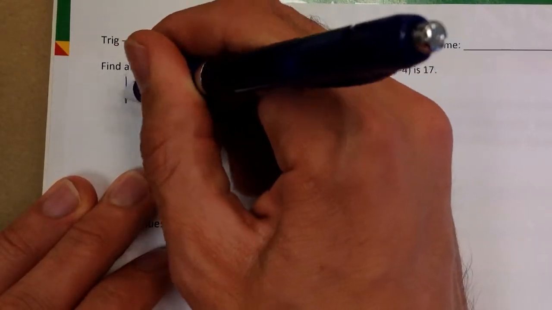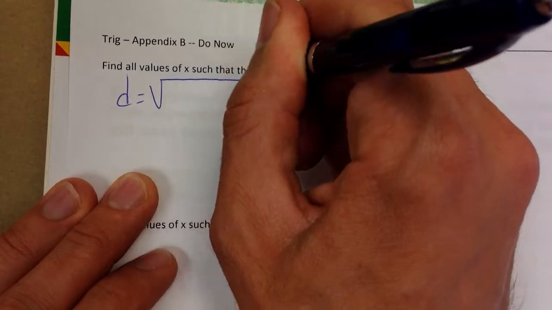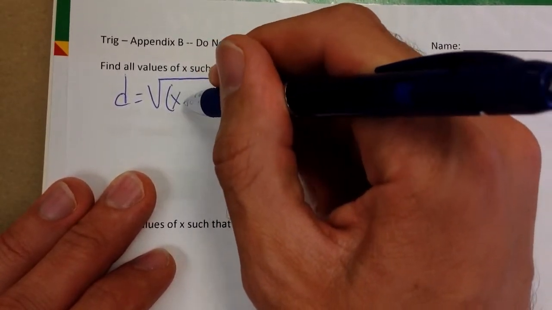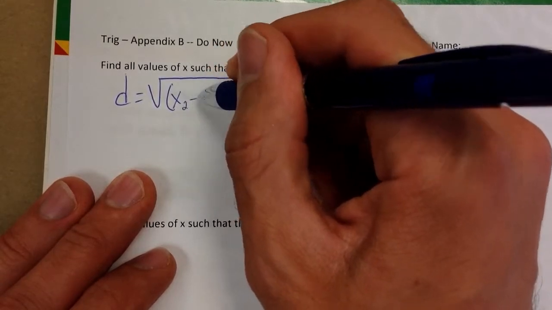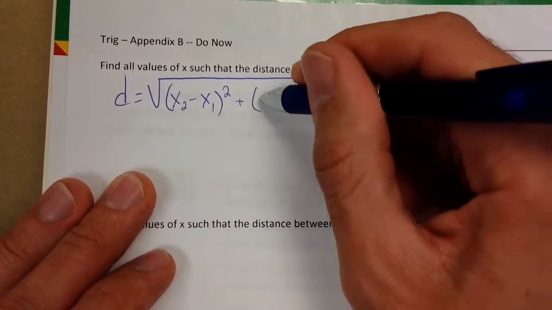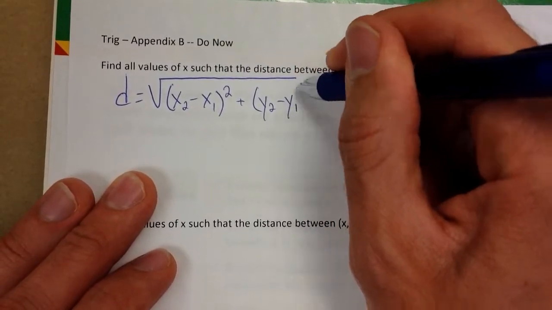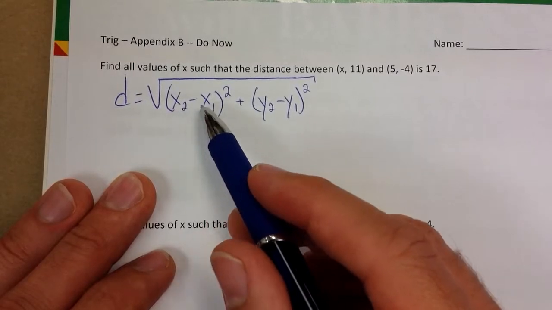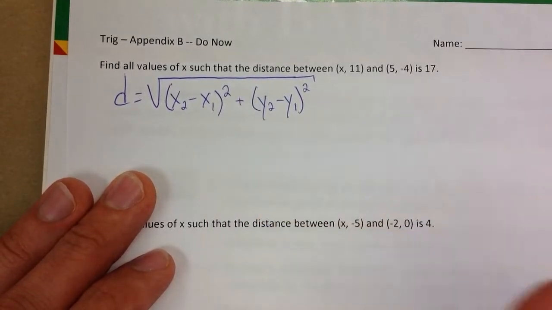So the distance formula, d equals the square root of the quantity x2 minus x1 all squared plus the quantity y2 minus y1, that squared. It doesn't matter if it's x1 minus x2, you're squaring it. It's going to come out to be positive regardless.